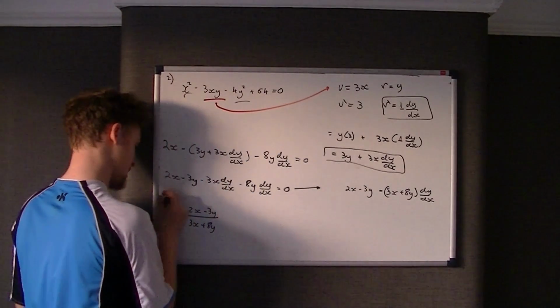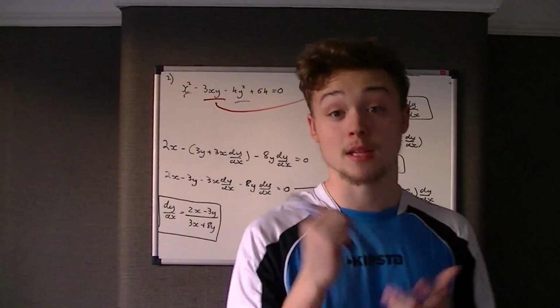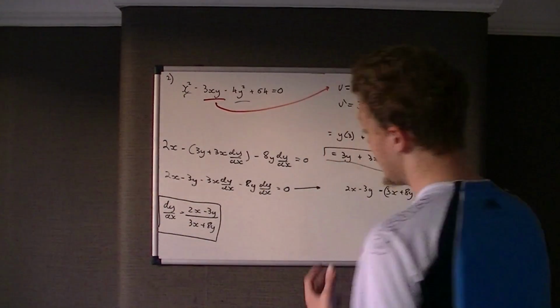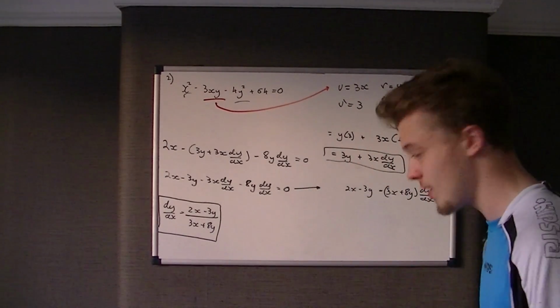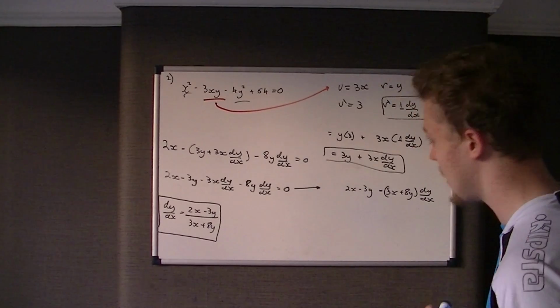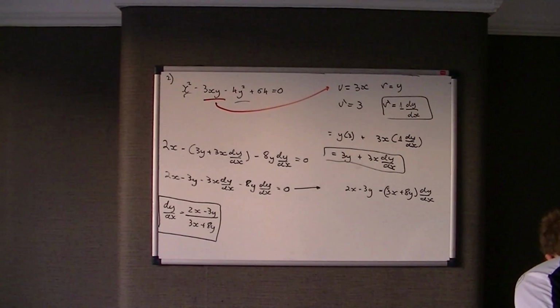It's not asked to do anything else for part A, so it's simply just coming up with that differential equation, which ends up being 2x take 3y over 3x plus 8y. So it's simply as easy as that.